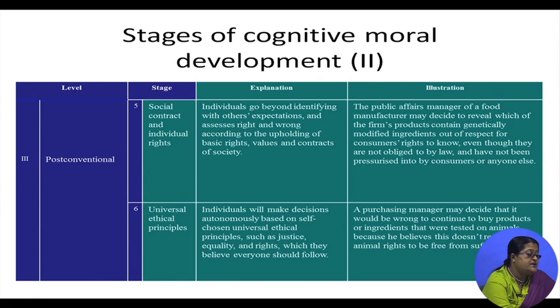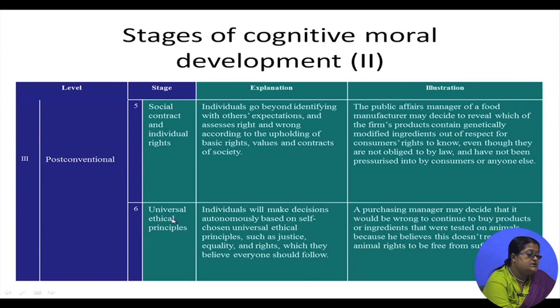And we move beyond maybe the relationship that I am having with the firm, where I am obligated to the firm not to disclose certain things, but I give priority to the right of the customers first and then inform them about the facts about the ingredients in the food, though not obliged by law, because I feel it is my moral responsibility to do it. So, this is social contract and individual rights.